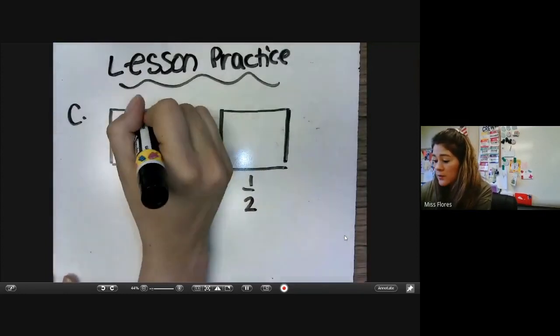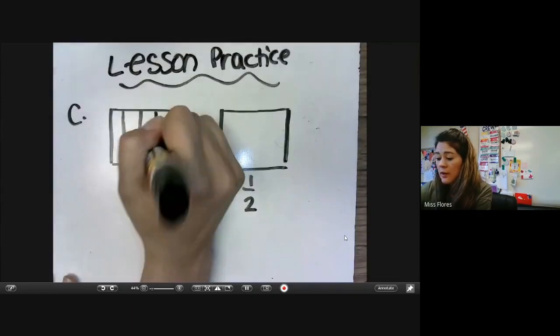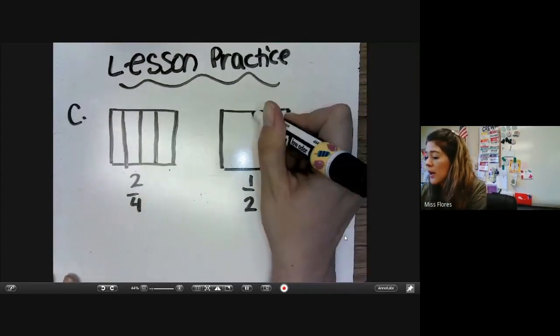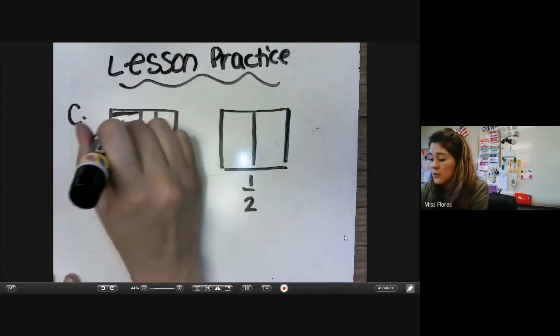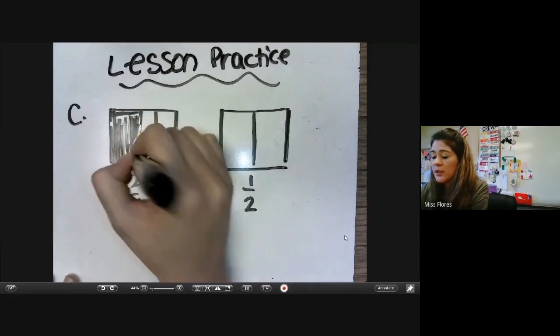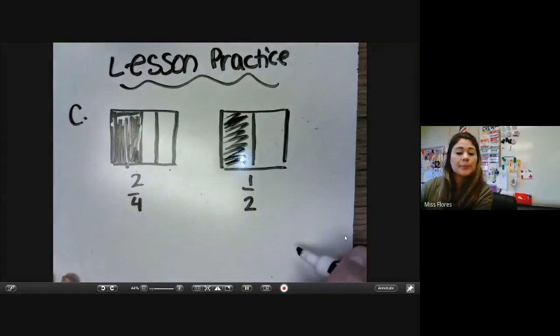So 2/4, just going to go straight down the middle. So I have 1, 2, 3, 4, and then 1/2. Okay, so shaded wise, we need to shade in 2/4, so 2 pieces, and we also need to shade in 1 piece here.